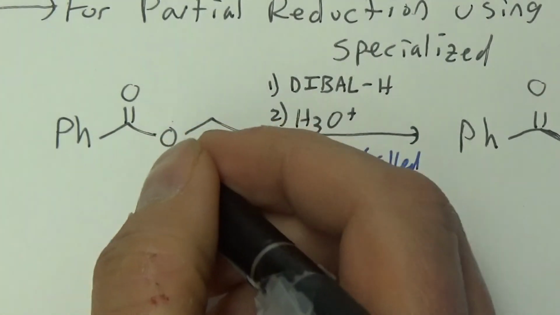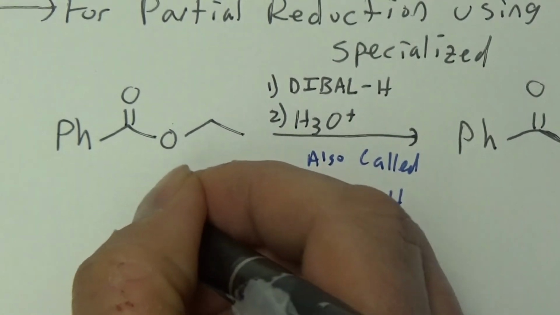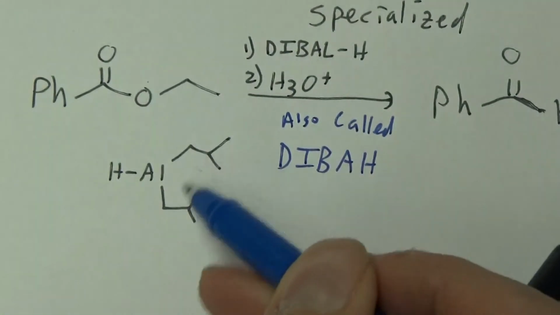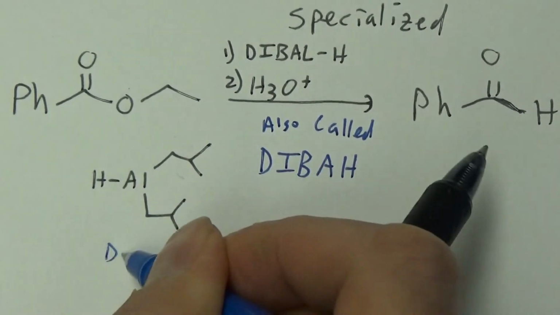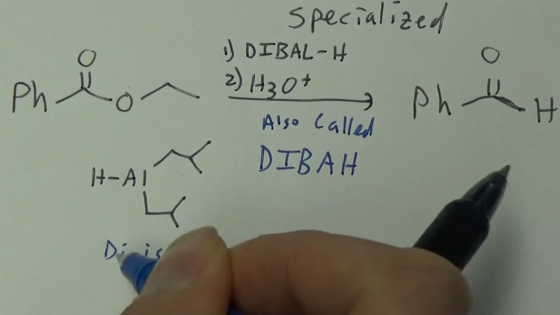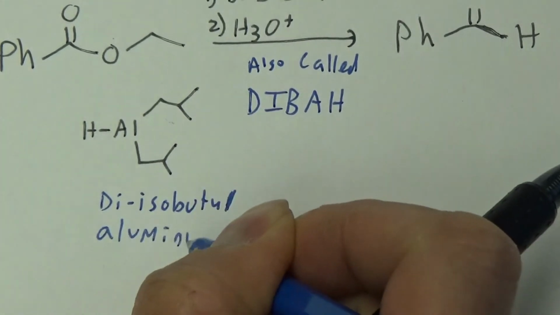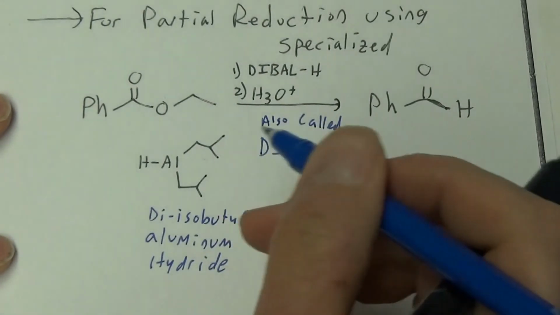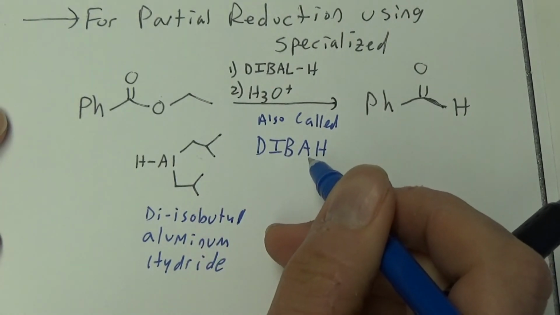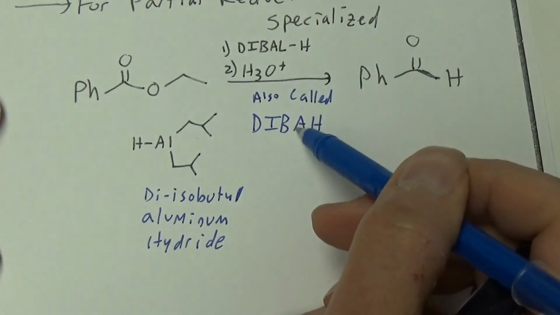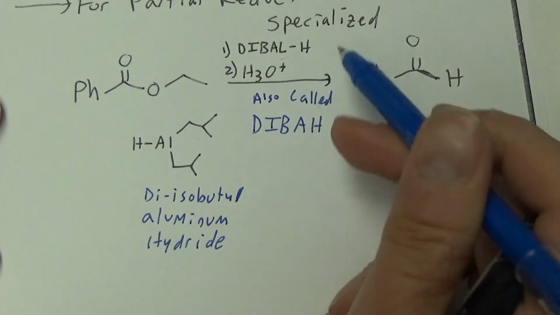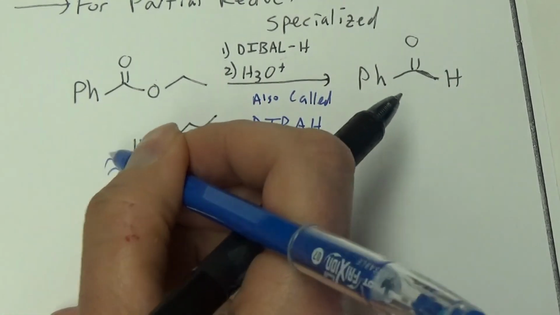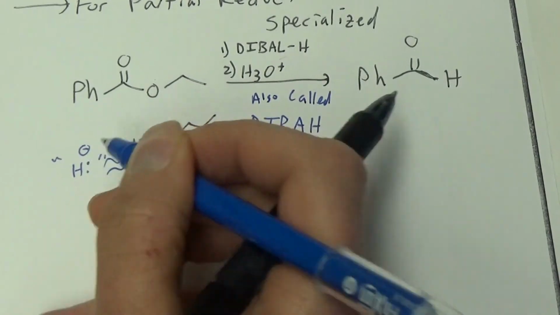So DIBAL is this stuff. It's aluminum with two isobutyl groups. Remember that from Organic 1? Isobutyl. It stands for diisobutylaluminum hydride. It's just a different hydride source. The abbreviations are DIBAL or DIBAL-H, all of which are understood. So it's a hydride source, just another weird one that has different reactivity. So it's H minus.